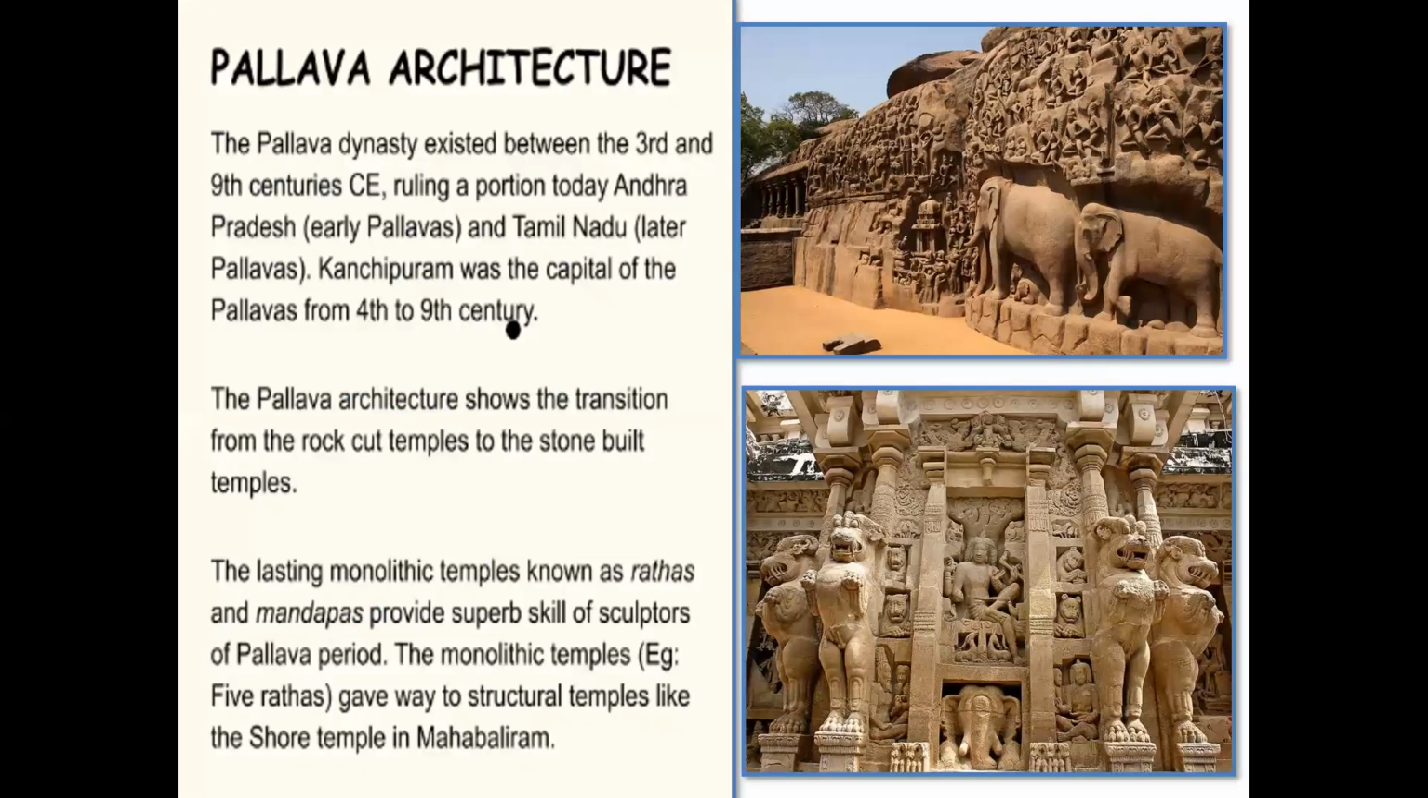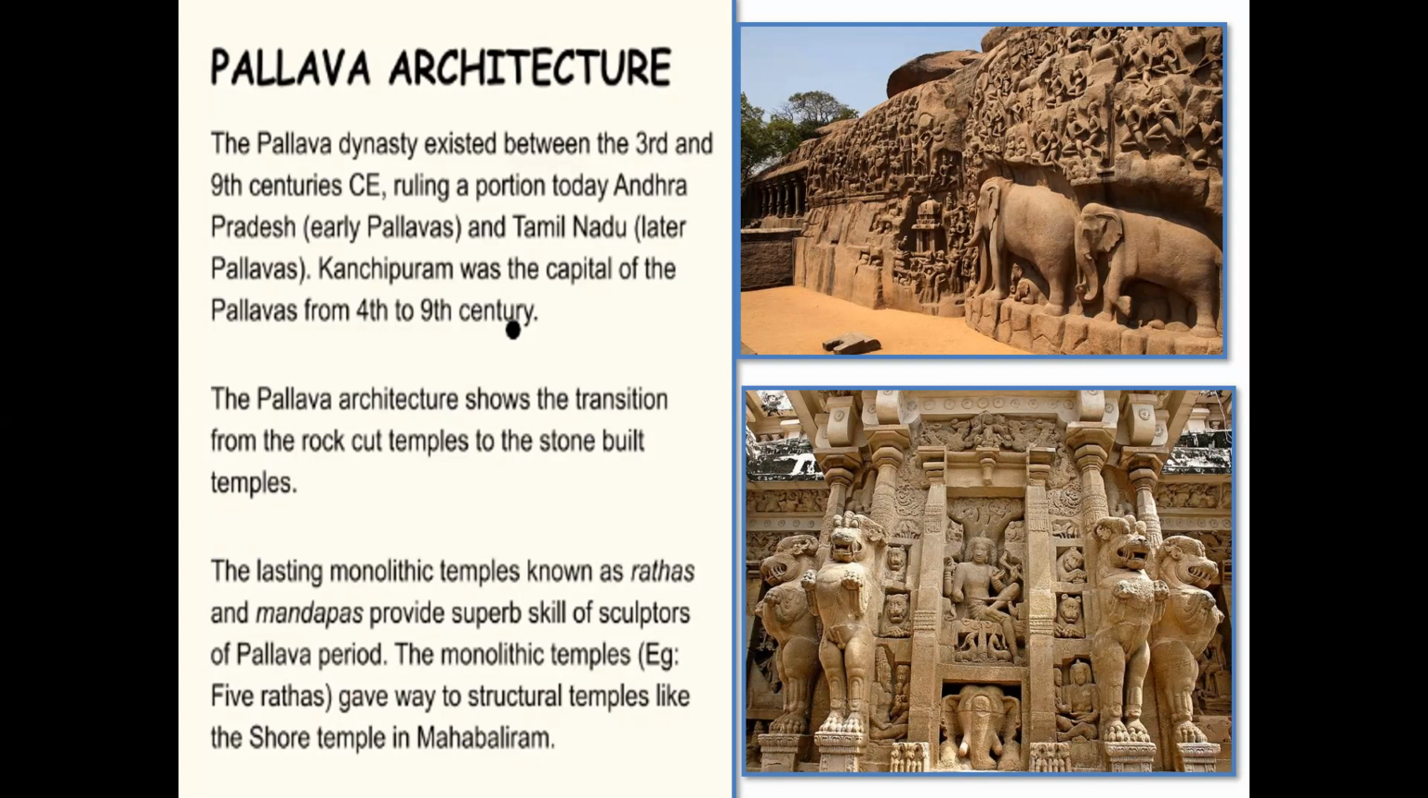The Pallava dynasty existed between the 3rd and 9th century AD. They ruled portions of today's Andhra Pradesh and Tamil Nadu. Kanchipuram was the capital of the Pallavas from the 4th to the 9th century AD.